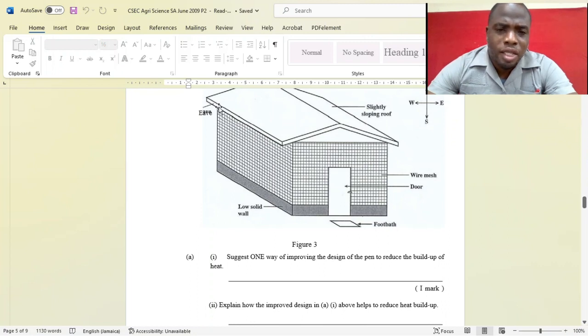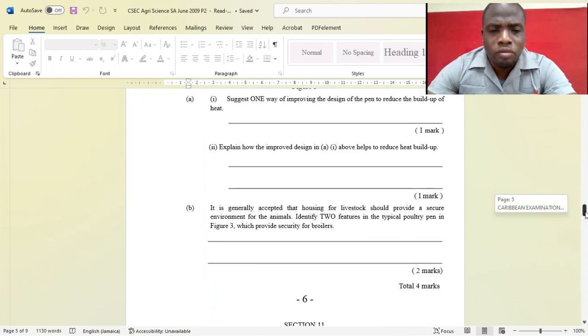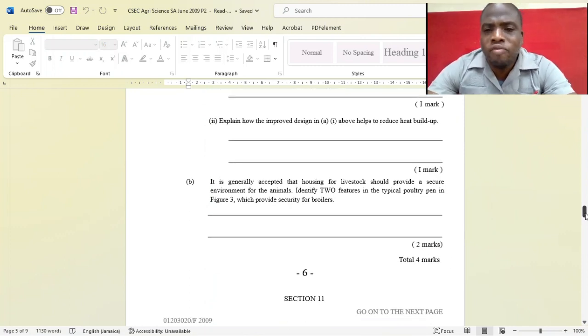To a little extent, the extension of the eave will assist with the direct sunlight impact into your poultry house. Also the slope. We know when you have the hip roof system, the hot air becomes less dense and will actually rise. By rising, it goes to the top of the house, allowing the animals at the bottom to be a little bit free of the heat, and so it will be much cooler.